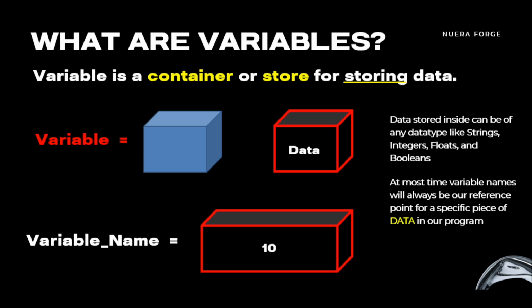Most of the time, a variable name will be our reference point for a specific piece of data in our program. So what do I mean by a reference point? For example, in case you want to access 10, instead of hard coding the 10, you call its variable name. Assuming that you wanted to add a 4 to that 10 to make it 14, instead of writing 10 plus 4 to get 14, you just call the variable name, your reference point, then you add that 4 to give you a 14. So it behaves as the value it contains.